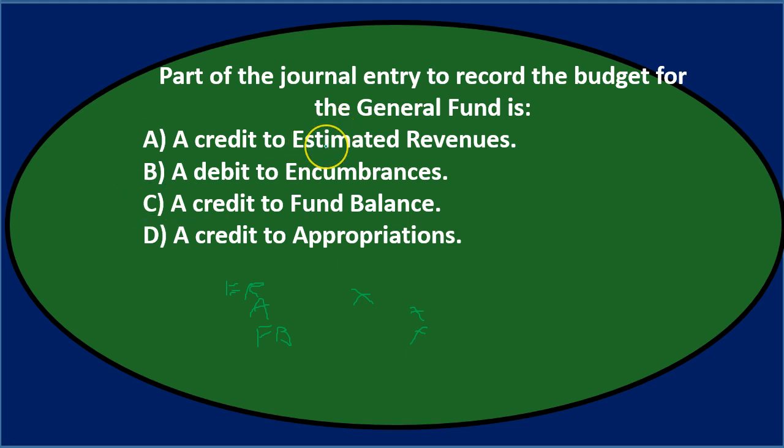Now that's the tricky one because they're saying it's going to be a credit when it's really a debit. And if you write it down, you're more likely to pick that up. And it's tricky because the estimated revenue is opposite from the normal revenue. And then B says a debit to encumbrances. So encumbrances is another budgetary account, kind of, but it's not related to actually recording the initial budget. So that's not going to be one of the accounts.